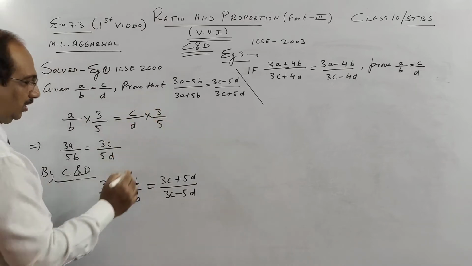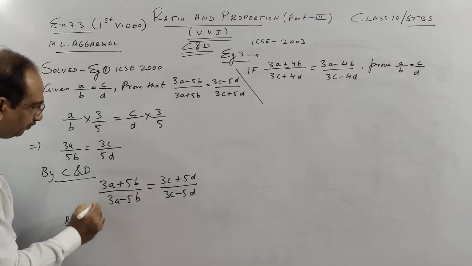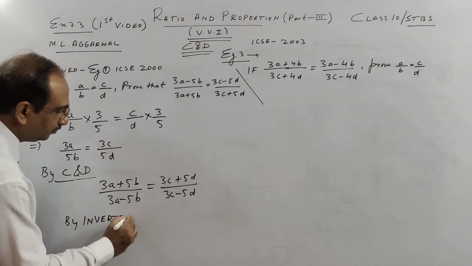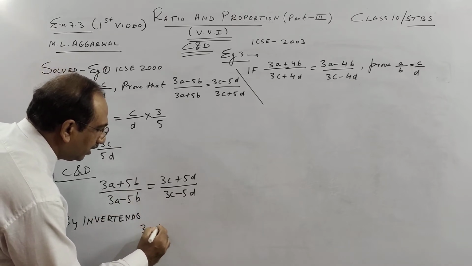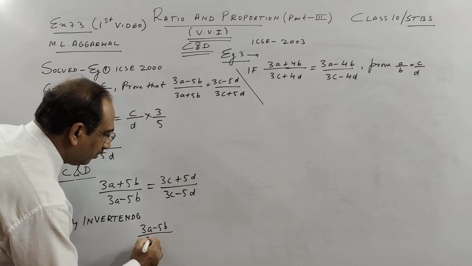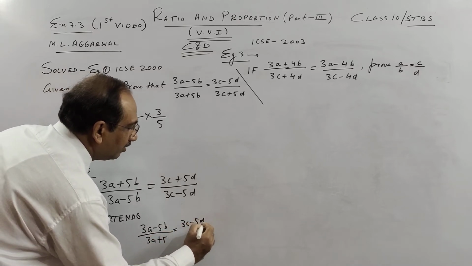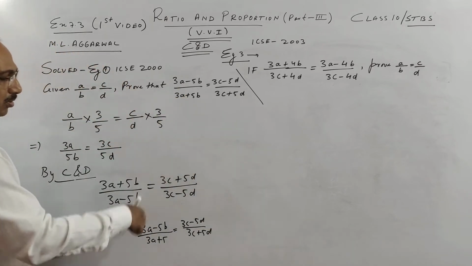So I take invertendo. You can write by invertendo. What happens, children? This gets inverted. 3a minus 5b by 3a plus 5b equals 3c minus 5d by 3c plus 5d. This is what we had to prove, children.